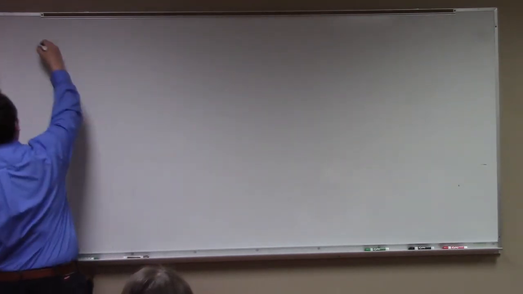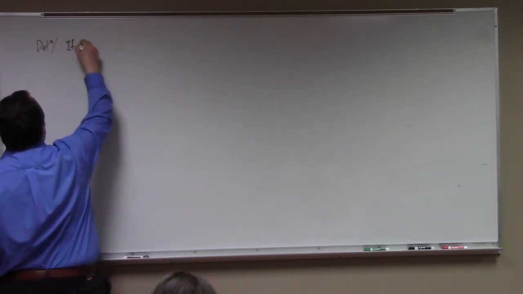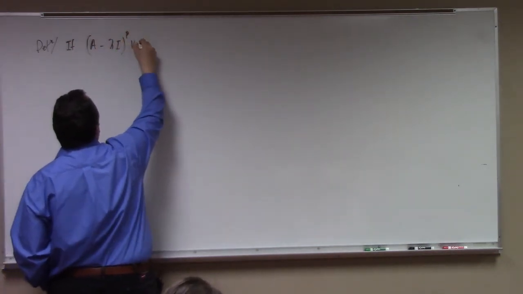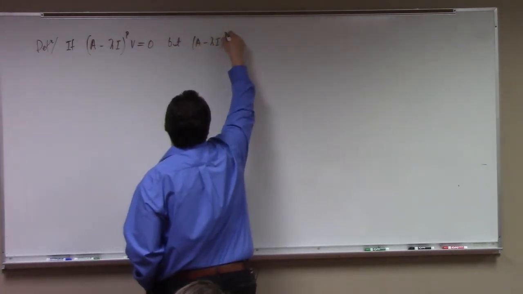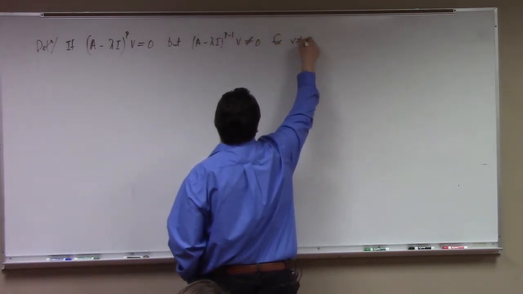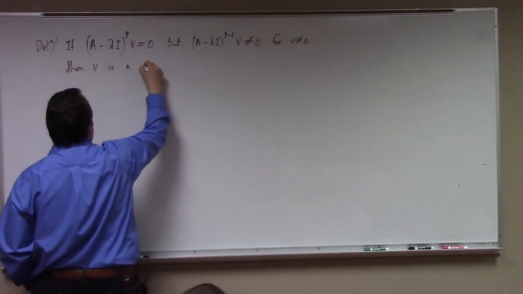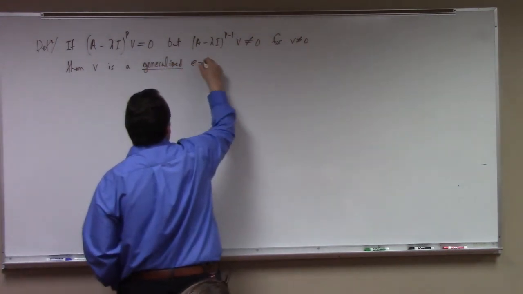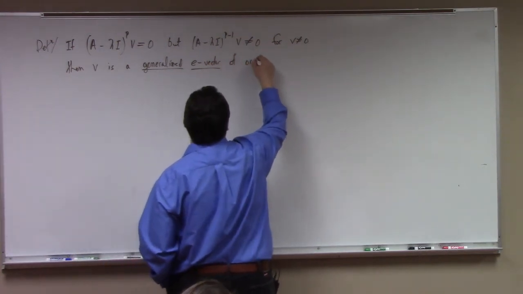But here's the definition. If we have A minus lambda I to the p power acting on v equals 0, but A minus lambda I to the p minus 1 acting on v is not equal to 0, for v not equal to 0, then v is a generalized eigenvector of order p.